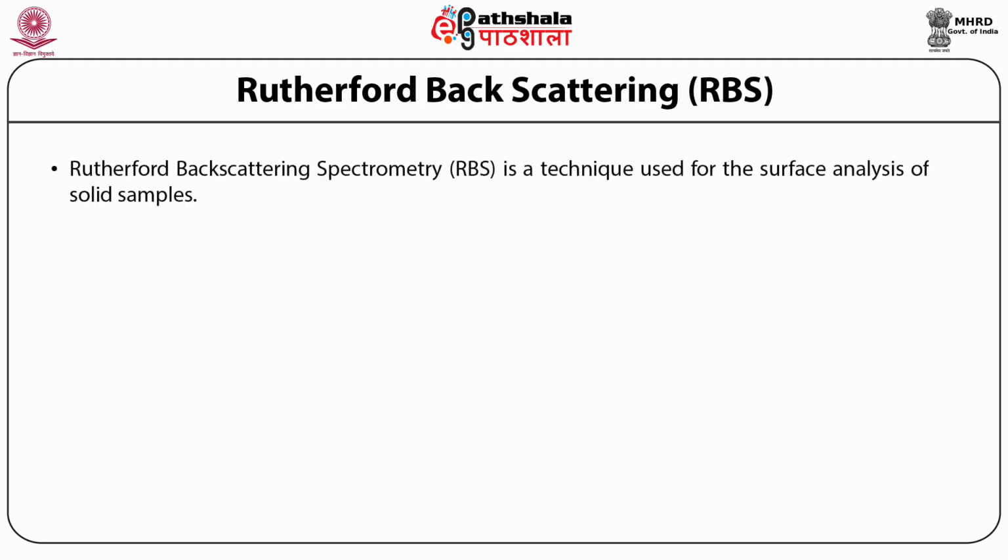Rutherford backscattering, an overview. The Rutherford backscattering spectroscopy is a technique used for the surface analysis of solid samples. In this technique, ion energy in the range of 0.5 to 4 megaelectron volt is used to bombard the target, and the resulting backscattered ion is analyzed by solid-state detectors placed near the target.